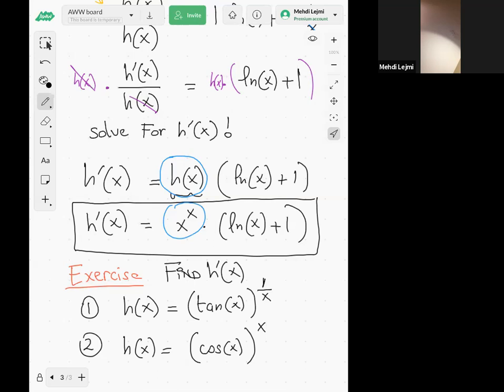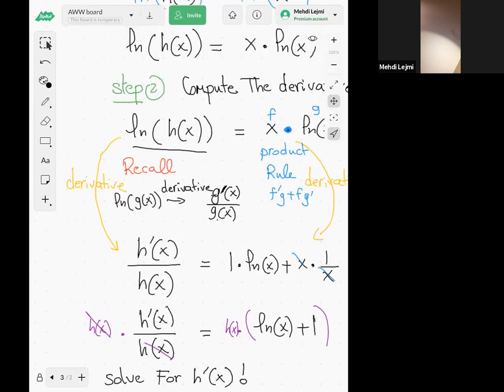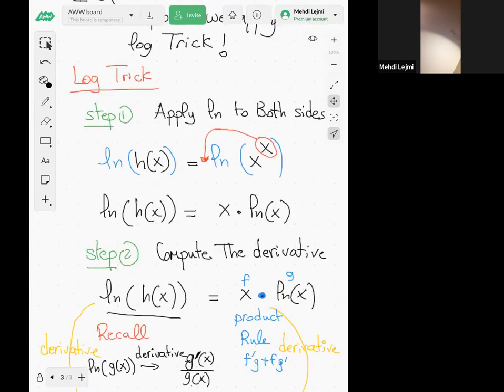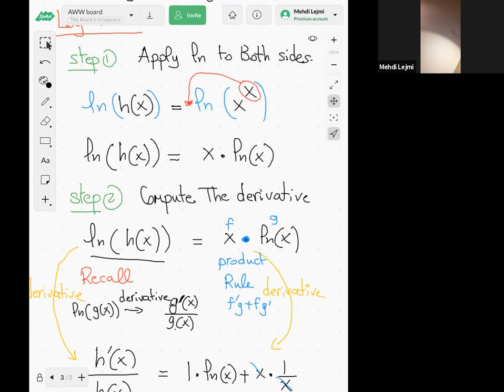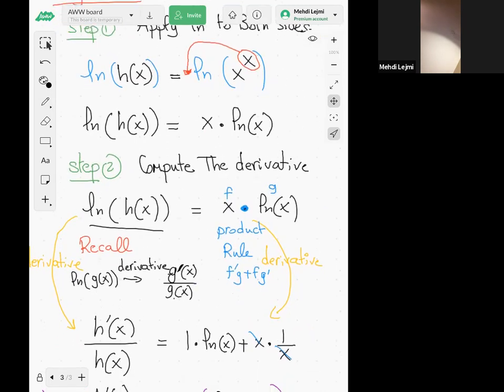I'm here, guys, if you have any question about the exercise. Again, the idea is to apply this log trick. First step, apply natural log to both sides, and then compute the derivative of the two sides.